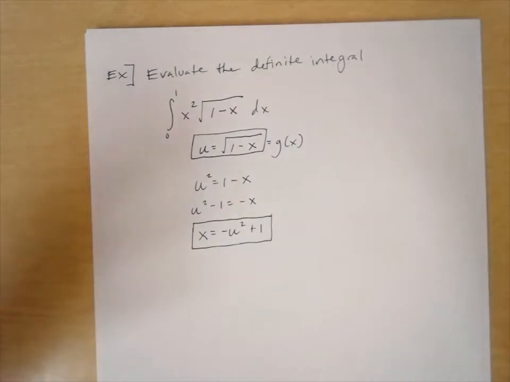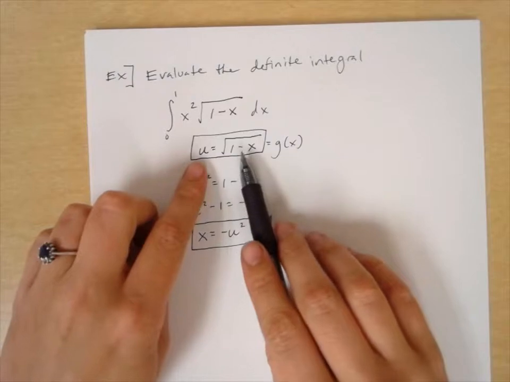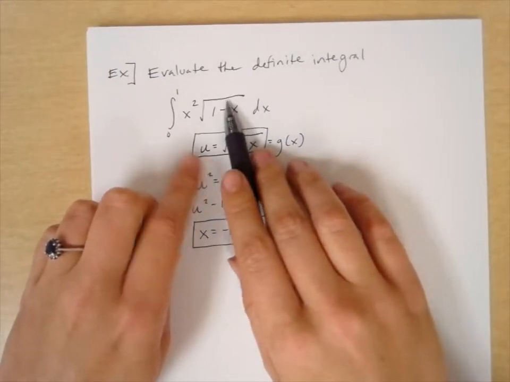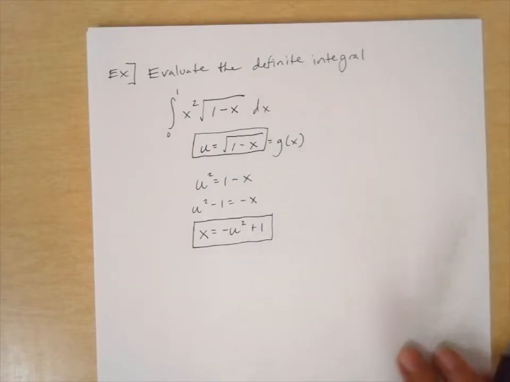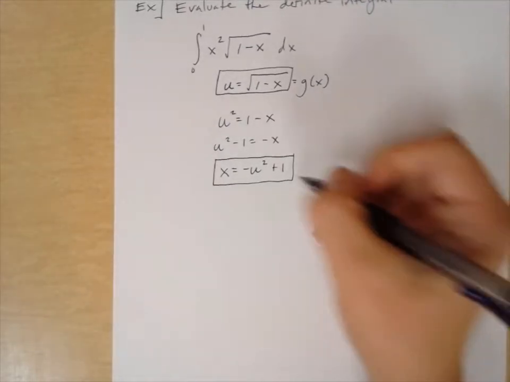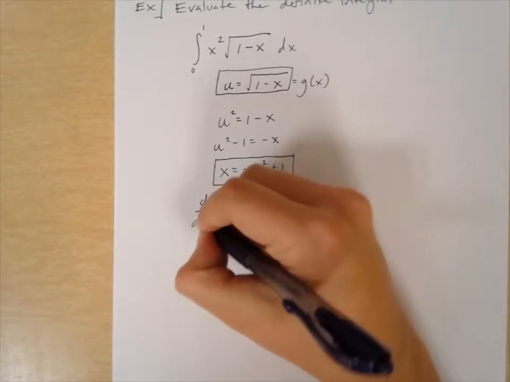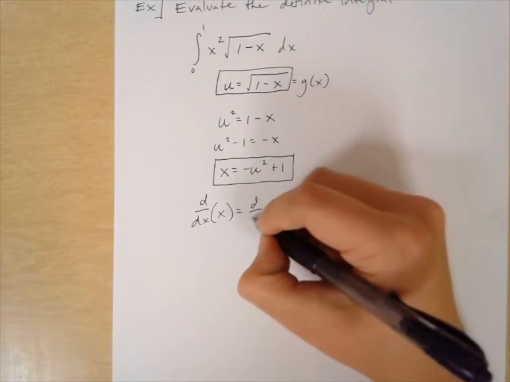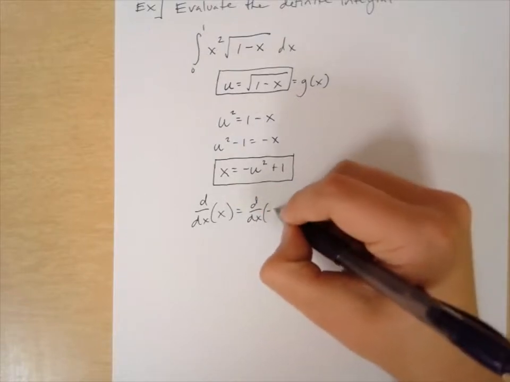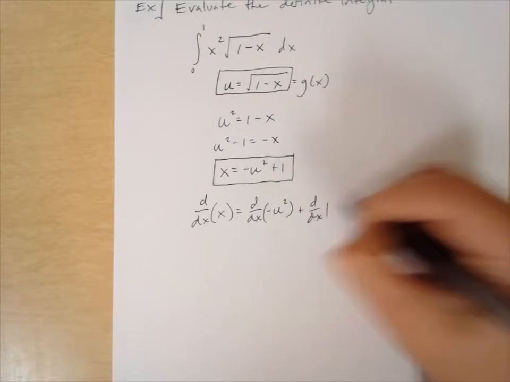But we have to keep going with it, right? Because now we have something we can substitute in for x. We have something we can substitute in for this radical 1 minus x. But we still need something we can substitute in for this dx over here. And we can accomplish that by taking the derivative of this piece right here. So we're going to do d dx of each side, d dx of negative u squared plus d dx of 1.